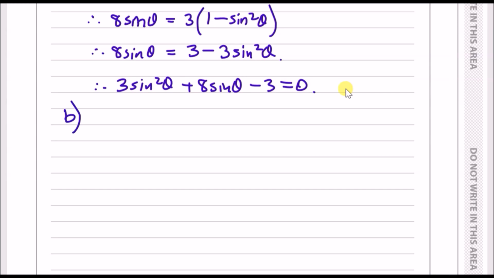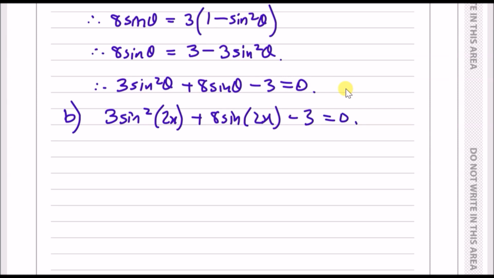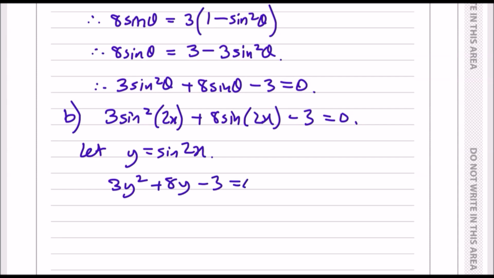So let's say we now have 3 sine squared 2x plus 8 sine 2x minus 3 equals 0. Now to solve this is actually a quadratic equation. We could just pretend instead of sine 2x we have y's. So we could say let y equals sine 2x. So we actually have 3y squared plus 8y minus 3 equals 0.